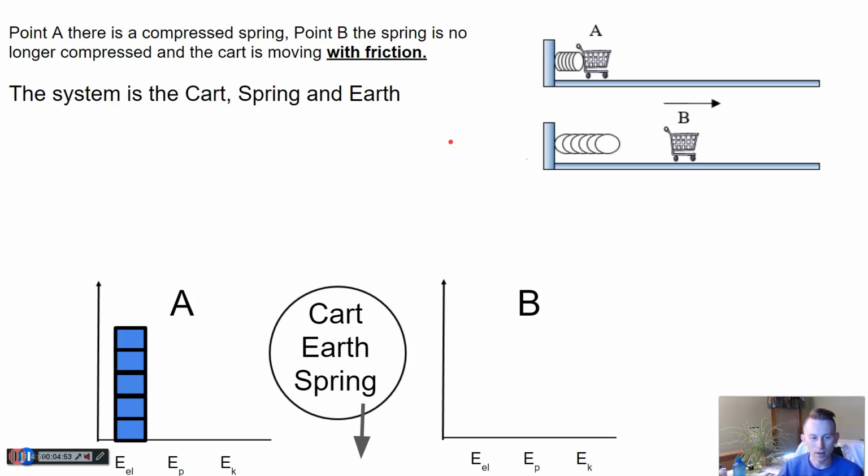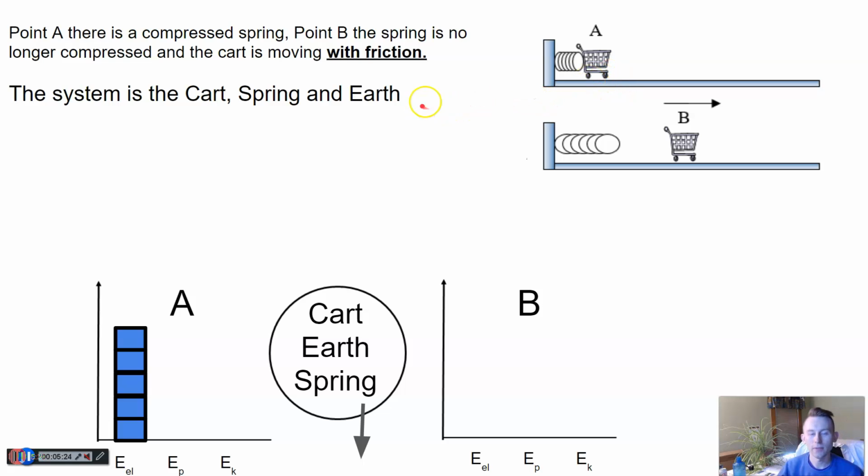The beginning part is still going to be the same. We still have the spring in the system, so we have 1, 2, 3, 4, 5 bars in the elastic account, and 0 in the potential, and 0 in the kinetic. And the reason why there's 0 in potential again is because it's at the lowest point it's going to be. And the reason why there's 0 kinetic at the beginning is because it's not moving.